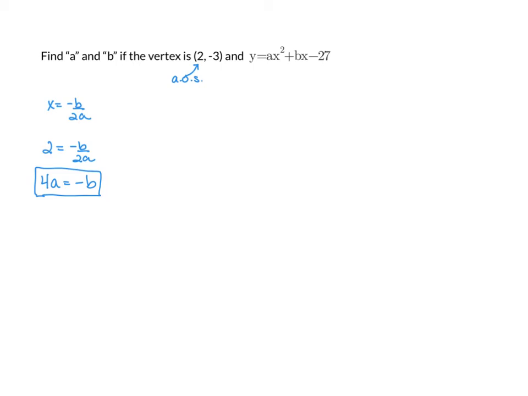What we also know is that when I plug the ordered pair 2, negative 3 into the equation, it needs to make the equation true. So what does that look like? Let's say that y, which is negative 3, needs to equal a times 2 squared plus b times 2 minus 27. Let's simplify this just a little bit. So we get negative 3 equals 4a plus 2b minus 27. It might make my life a little bit easier to then add over the 27, and I get 24 equals 4a plus 2b.